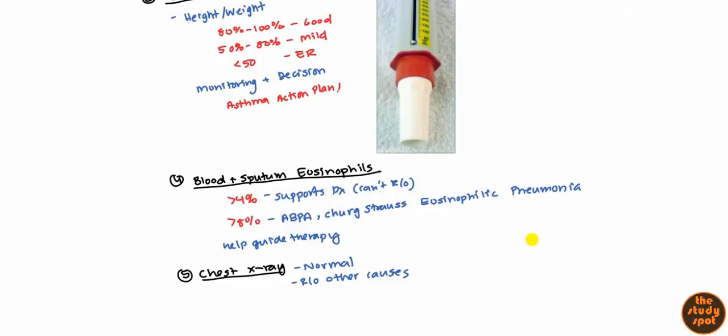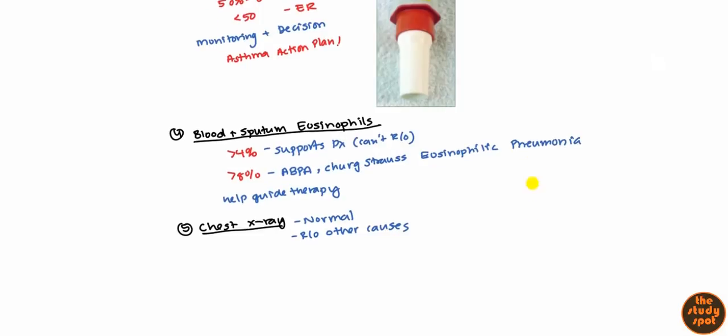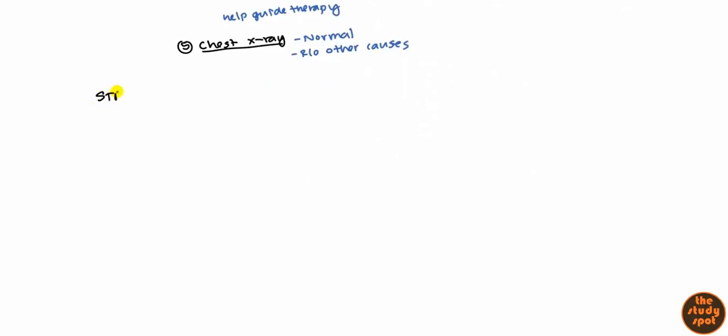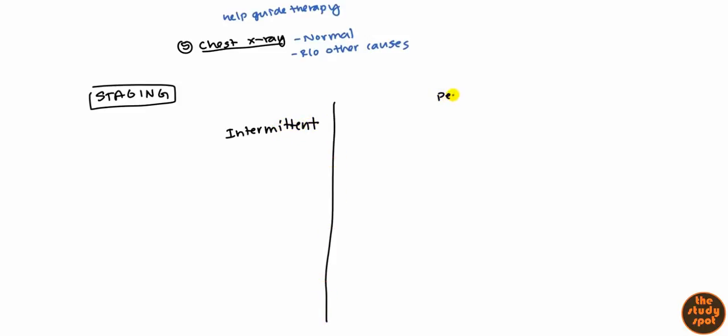So now that we've talked about the workup, the next thing you want to do is try to stage the patient and see where they are. There are 2 main types: either intermittent or persistent. The difference is that in intermittent, they're asymptomatic between episodes or symptom exacerbations, whereas in persistent, they always tend to have some type of deficiency. And persistent is differentiated into 3 different types.